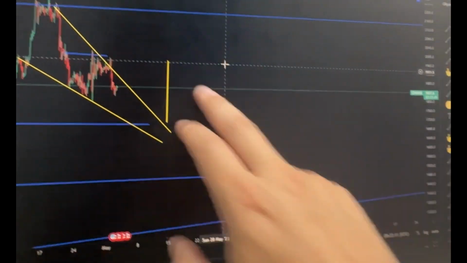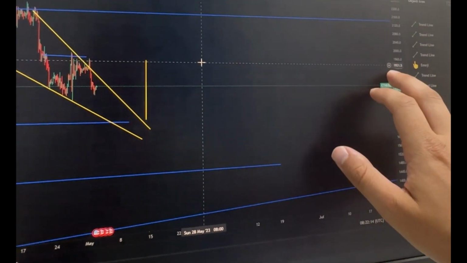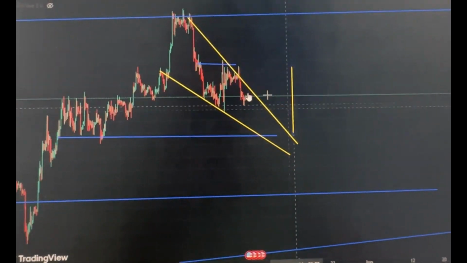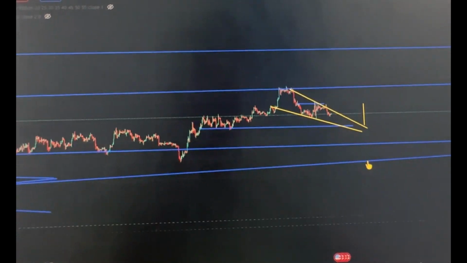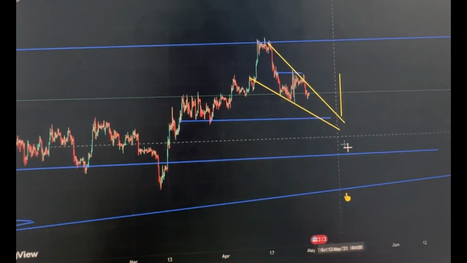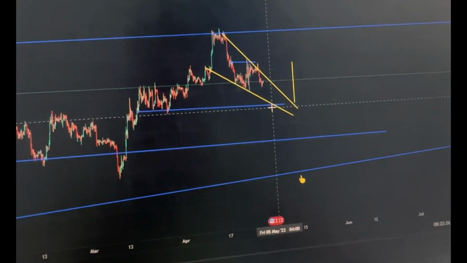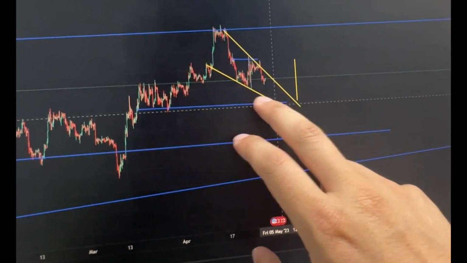So I think we can go back to $1,930 again. We will retouch these levels. After that, we will see another pattern. This is a very interesting trade. So yeah, let's see if we go lower and then see what the chart is doing.